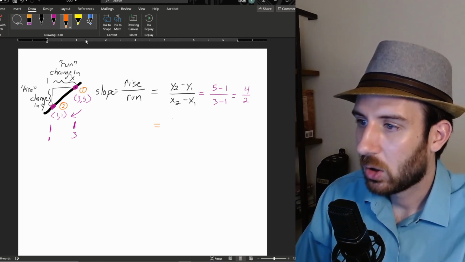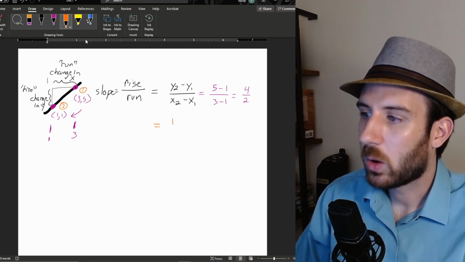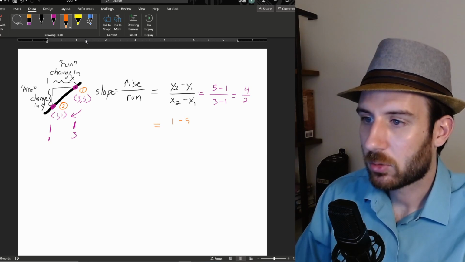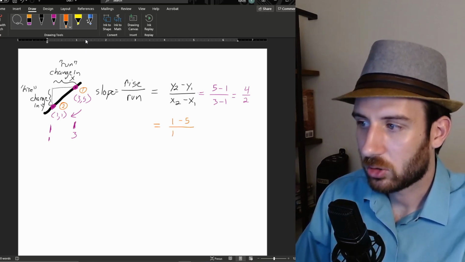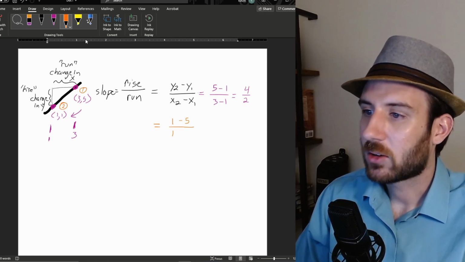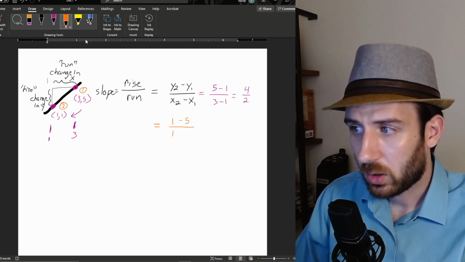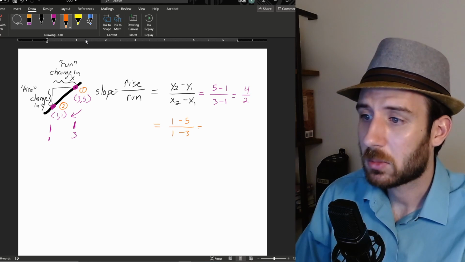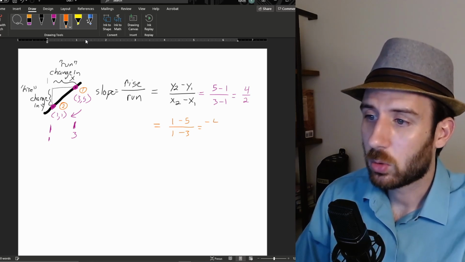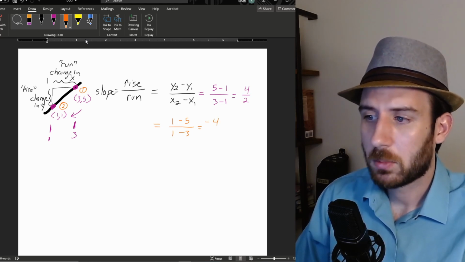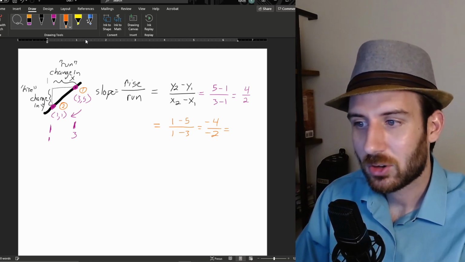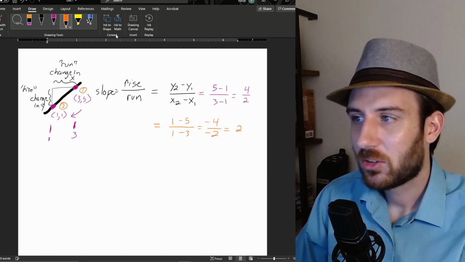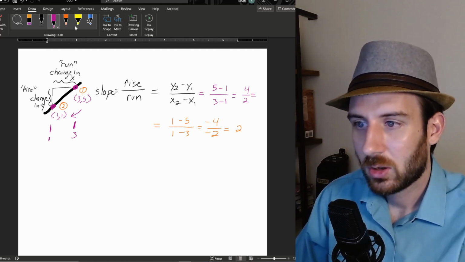So y2 would be 1, y1 would be 5, so subtract 5, over x2. x2 would be the x value for point 2, which is 1, minus x1, the x value for point 1, which is 3. So that would get me 1 minus 5 is negative 4. Oh, looks different. But 1 minus 3, there we have it. 1 minus 3 would be negative 2, and so negative 4 over negative 2 gets me a positive 2, which is the same thing as 4 over 2 for this one.